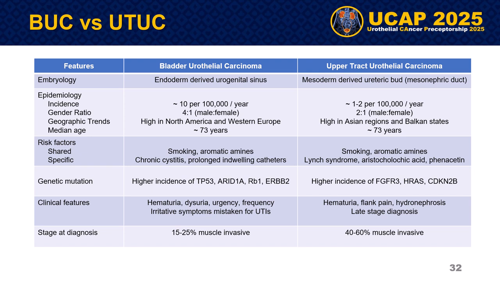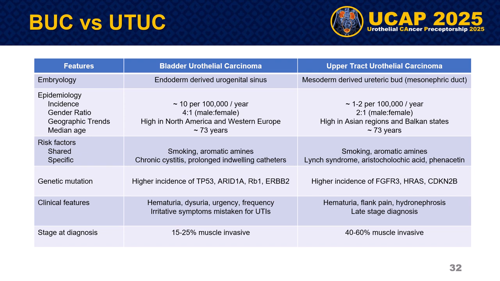The molecular profiles also reveal fundamental differences in tumor biology. Bladder cancers more frequently harbor high-grade mutations such as TP53, ARID1A, RB1, and ERBB2, and these are associated with more aggressive invasive cancers.